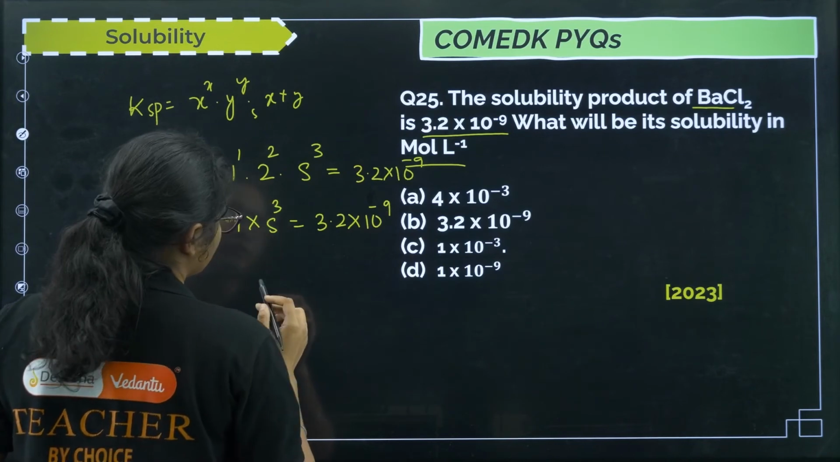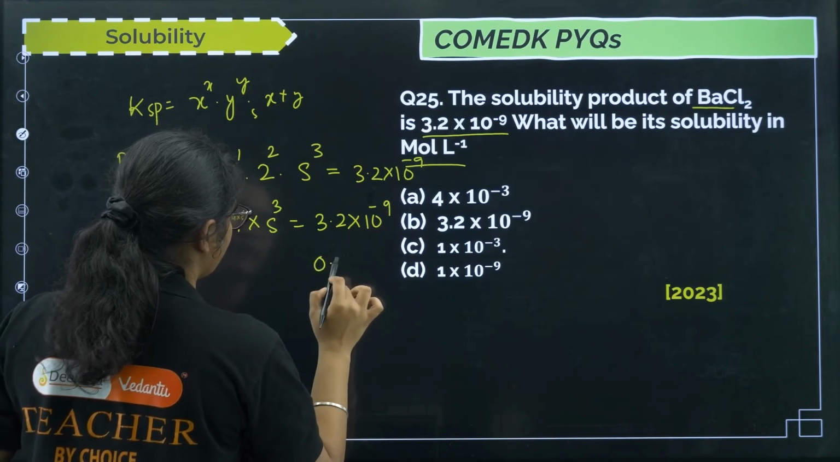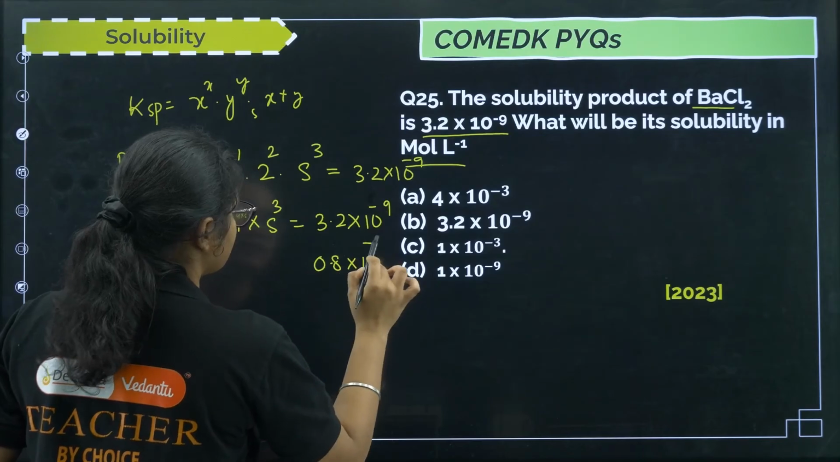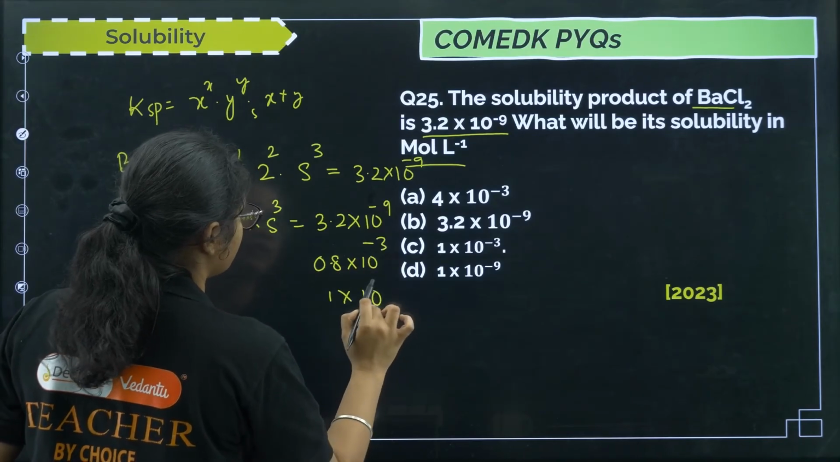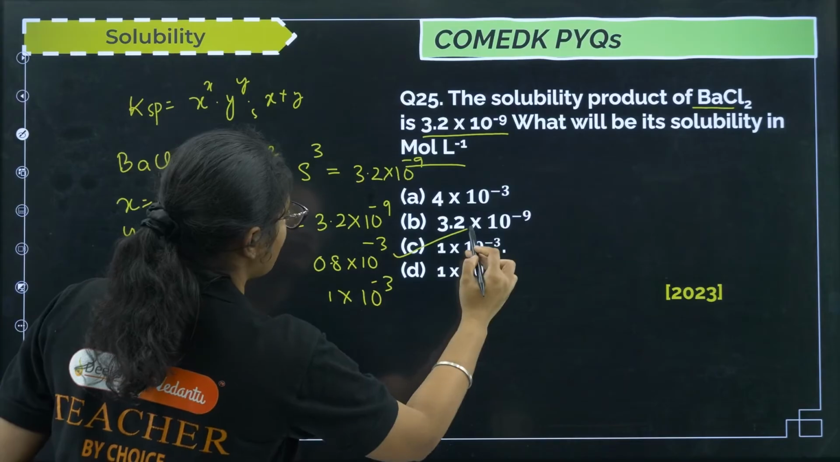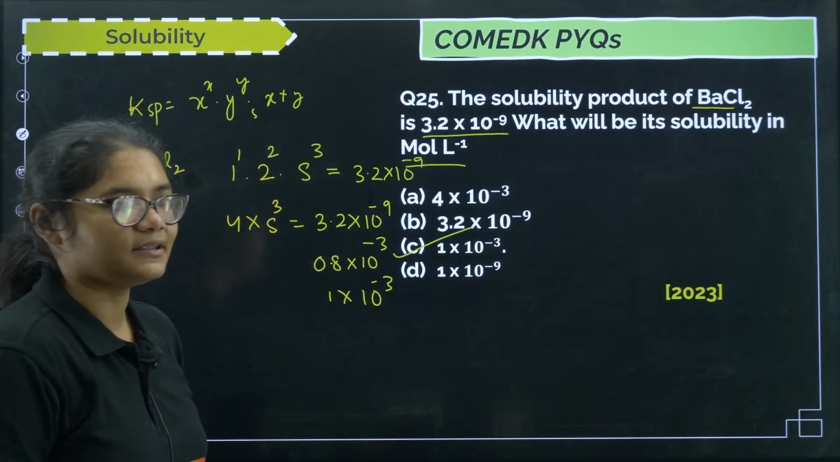So that will be equal to 4 into 0.8 into 10 to the power of minus 3, and can be approximated to 1 into 10 to the power of minus 3. Option number C is the correct answer here.